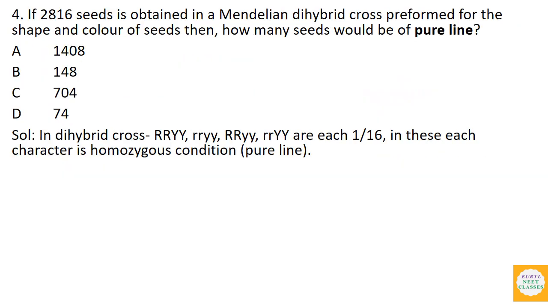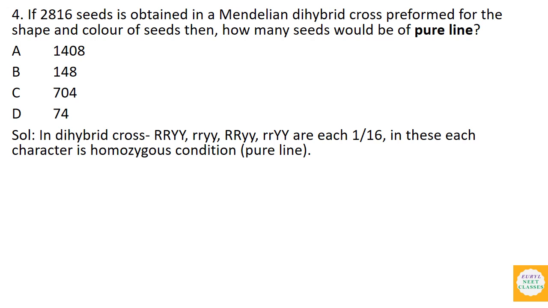Fourth question: if 2816 seeds are obtained in a Mendelian dihybrid cross performed for the shape and color of seeds, then how many seeds would be of pure line? Remember, here pure line generally makes every student think of the 2 extreme ends, either homozygous dominant or homozygous recessive. Got it?